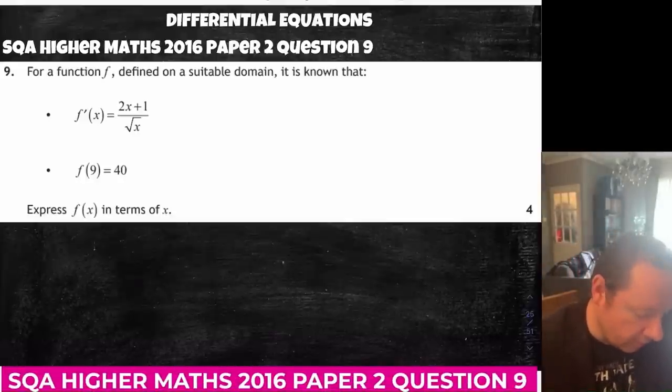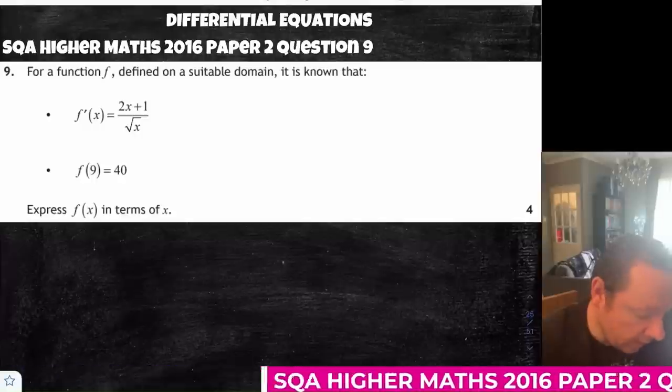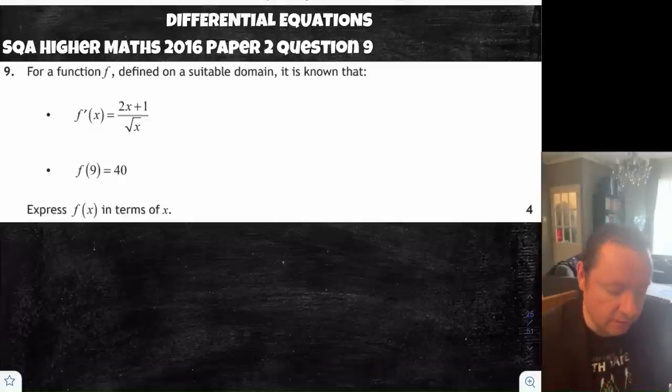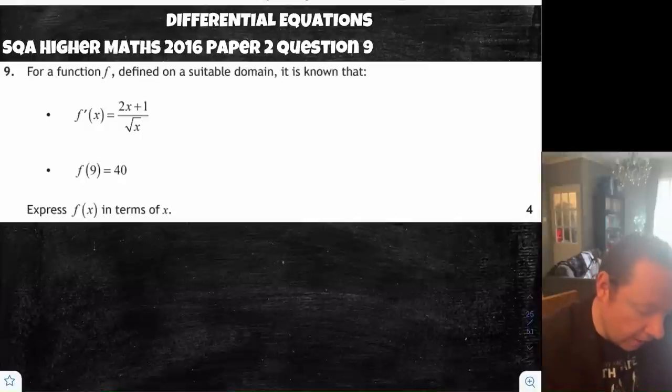Differential equations, SQA Higher Maths 2016, paper 2, question 9. For a function f, defined on a suitable domain, f dash x is equal to this, and f of 9 is 40. Express f of x in terms of x. So again, it tells us that f dash x equals that, so if I integrate, I'm going to get f of x, so I just integrate the right.